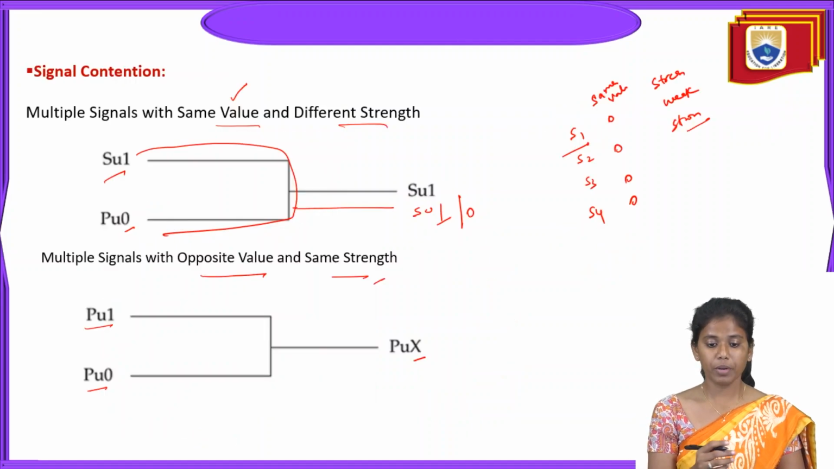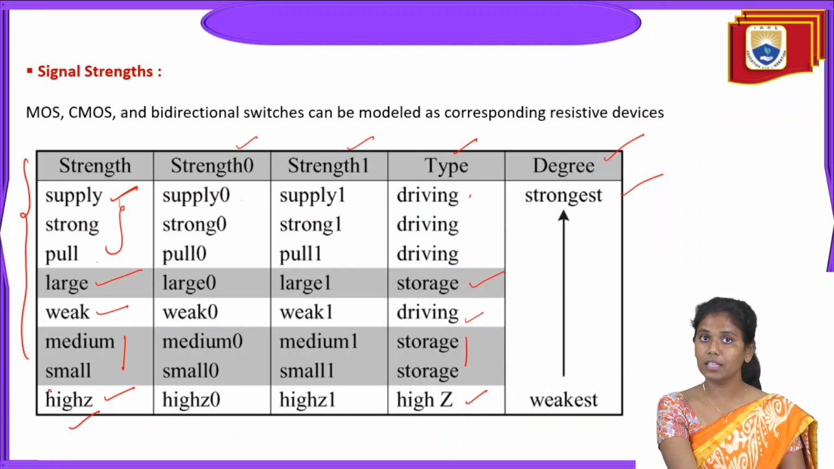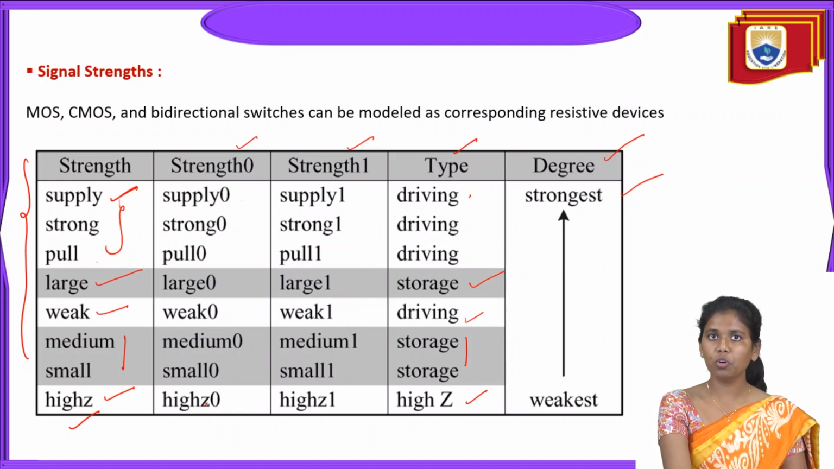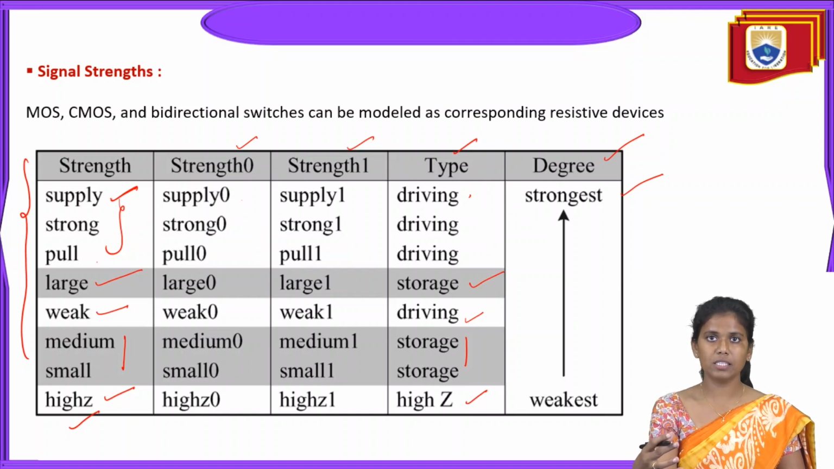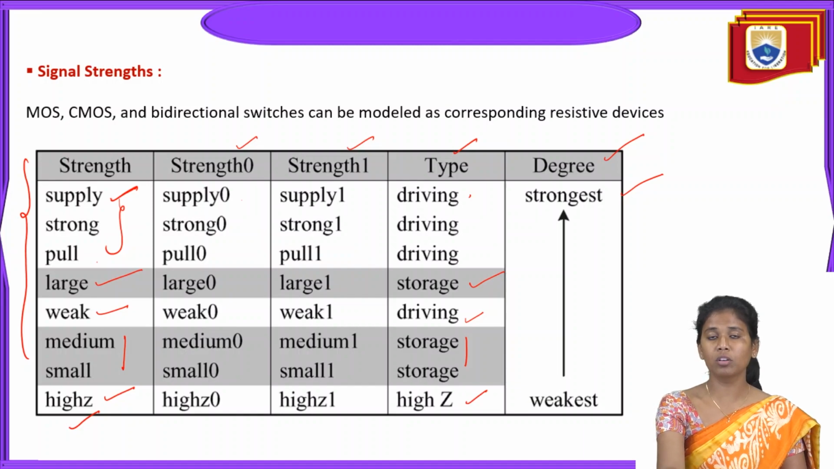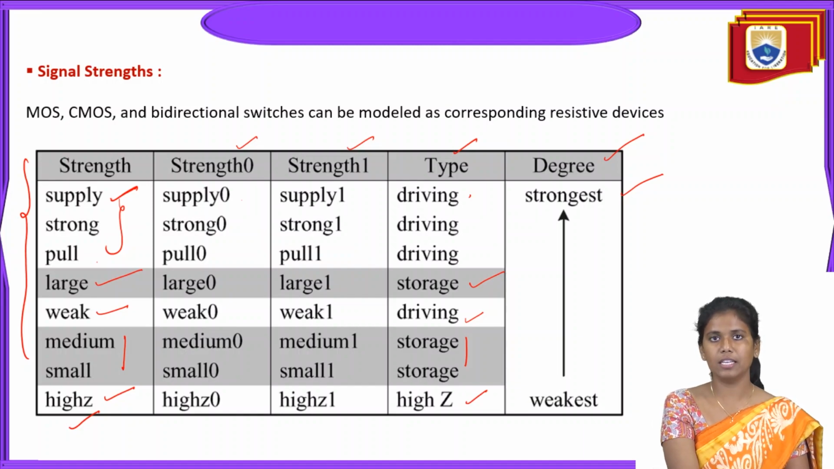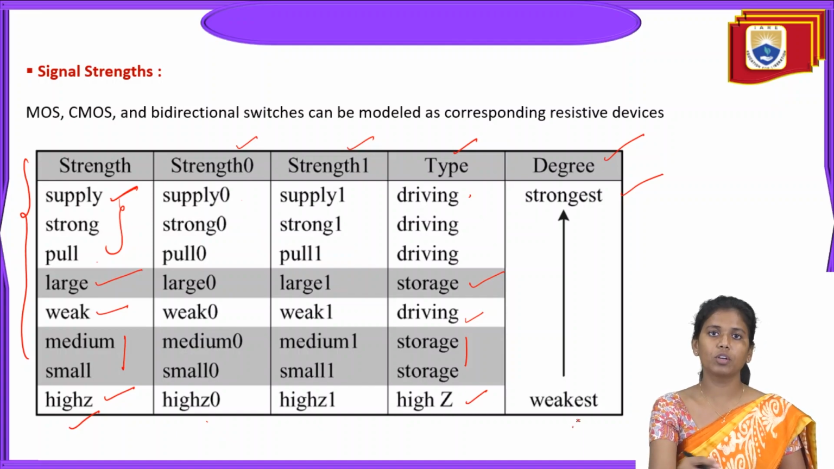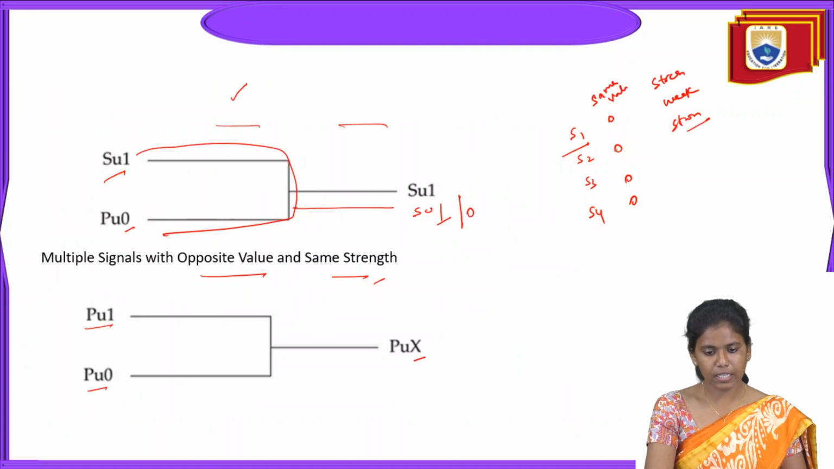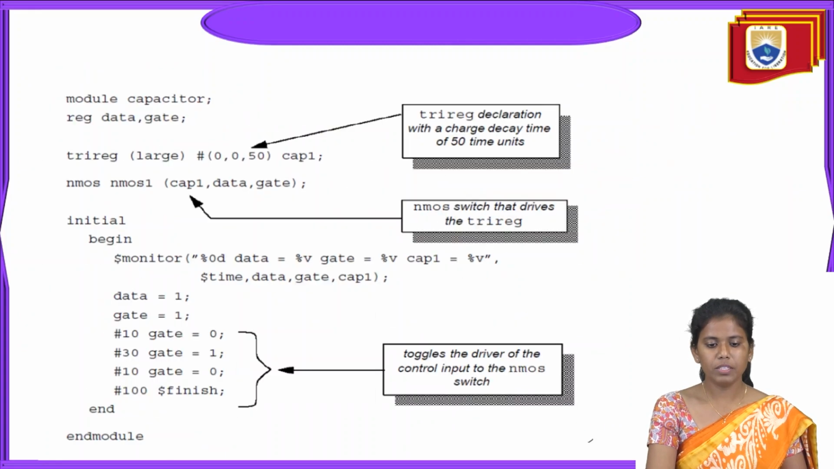If you observe the previous slide, you can see these are the categories with respect to the strength, and also with respect to 0 and 1. The weakest signal that we have among all these categories is high Z. Okay, that means here you don't see any change. It's a high impedance value, right? So it's one of the weakest signals if you compare it with all the signal strengths. And then we will see a small example based on the decay.